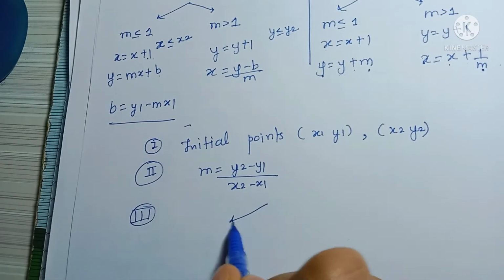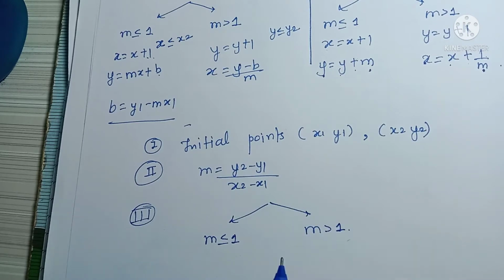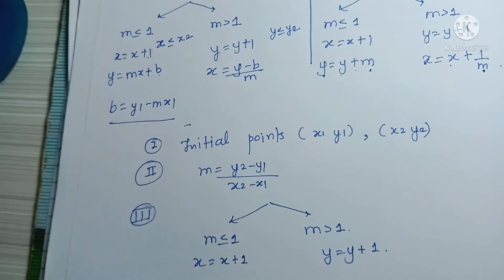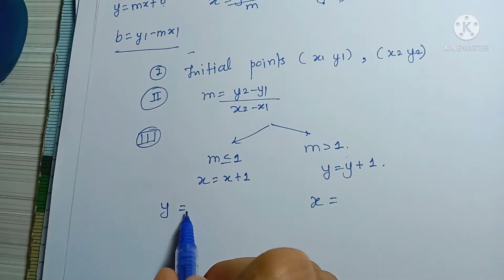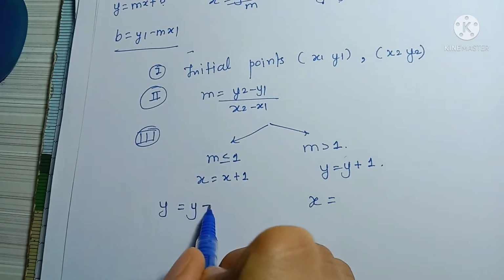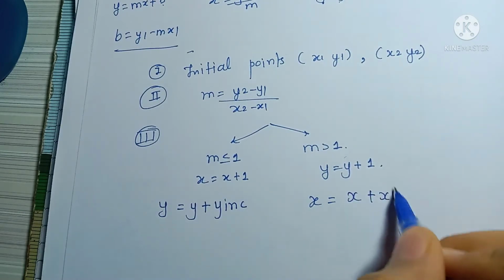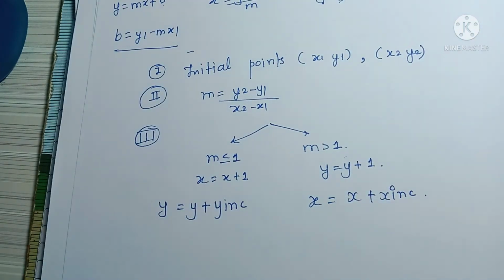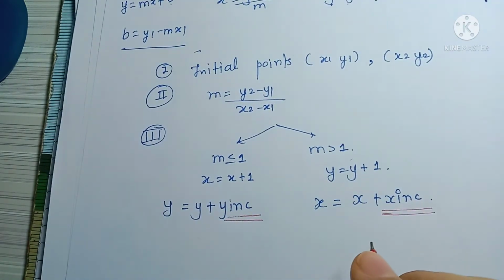Third, if our slope is less than or equal to 1, if our slope is greater than 1. If it is less than or equal to 1, then x is incremented and here y is incremented. So what will y be here and what will x be here, that's the main difference. So here y will be y plus y increment, and here x will be x plus x increment. So the new terms are x increment and y increment.